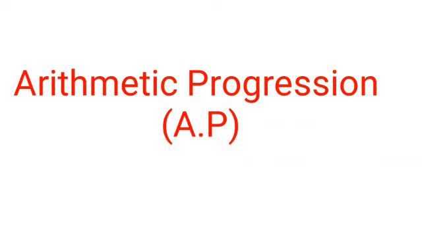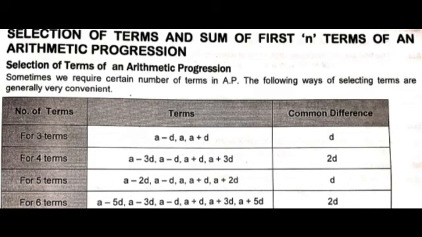In the last videos of arithmetic progression, I have discussed what a sequence is, what a progression is, how we can find the general term of an arithmetic progression, and the problems based on it. In this video, I am going to discuss the selection of terms and the sum of the first n terms of an arithmetic progression. In the first part, selection of terms of an arithmetic progression.